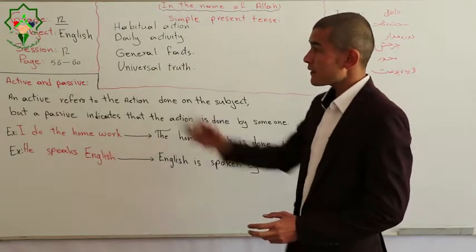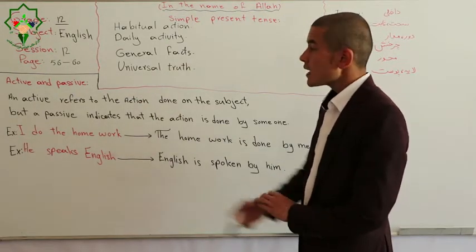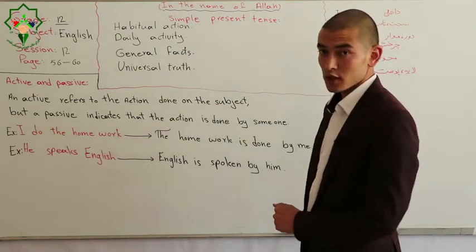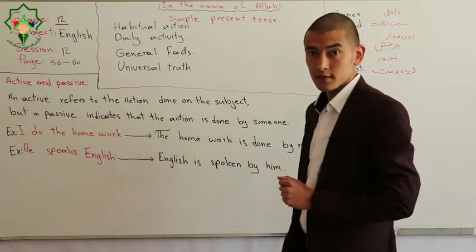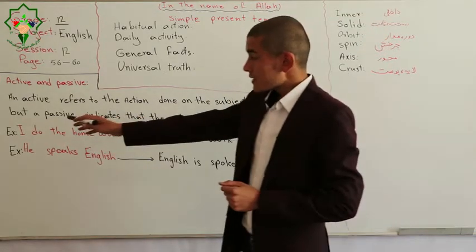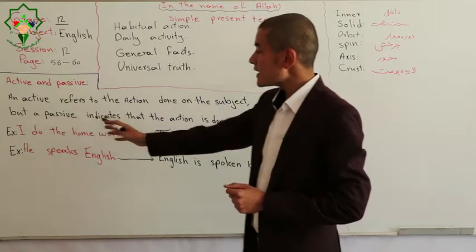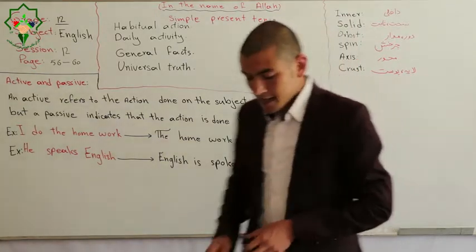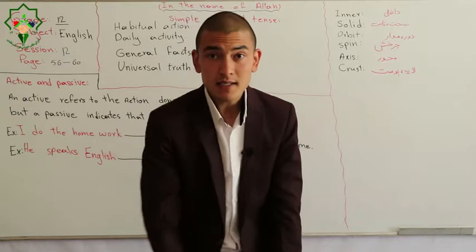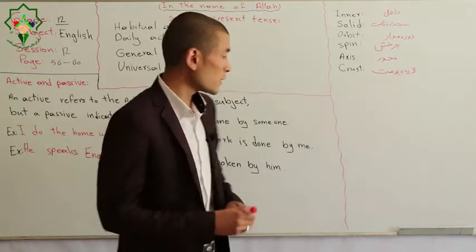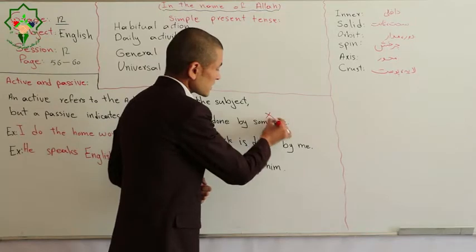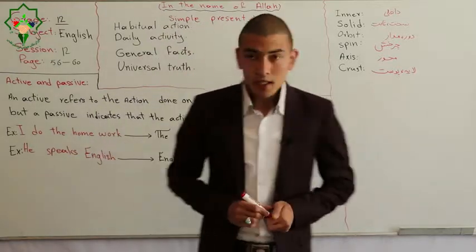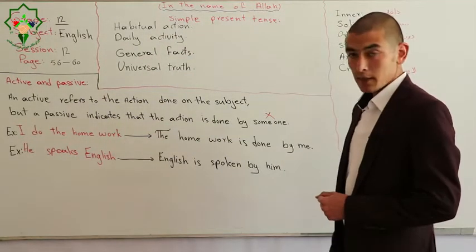The first, active and passive. What is this? Active refers to the action done by the subject. It is the definition of active. But passive indicates that the action is done by someone. In passive, the someone is not known to us. That is, a person we can call X, an unknown person. X means unknown person. And here we have the examples.